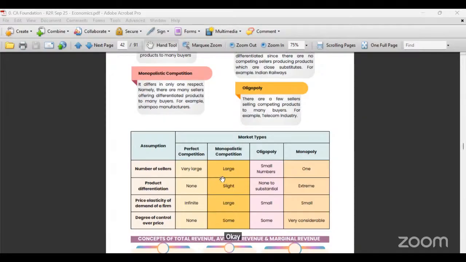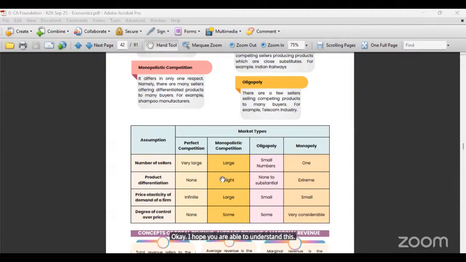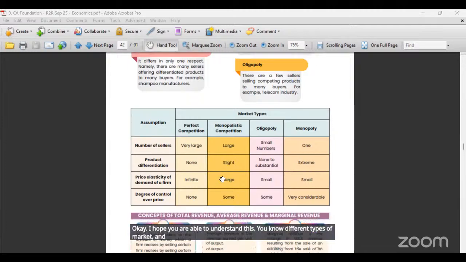Okay, I hope you are able to understand this. You know different types of market and its unique features.